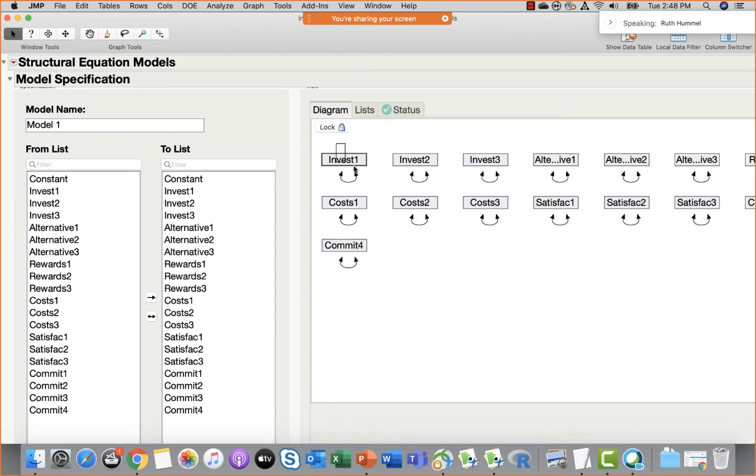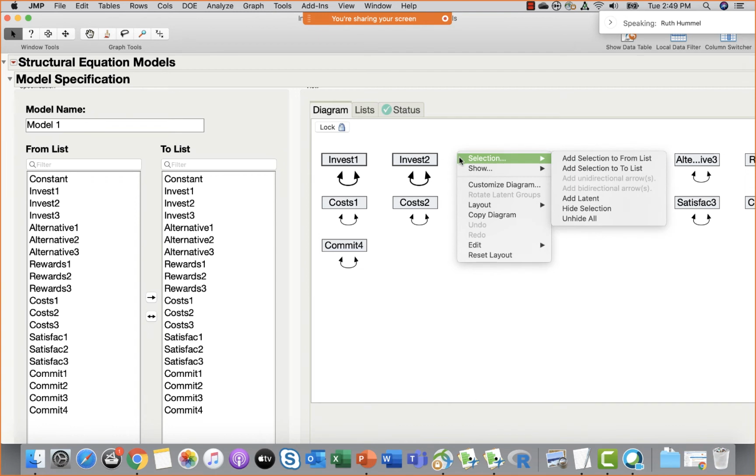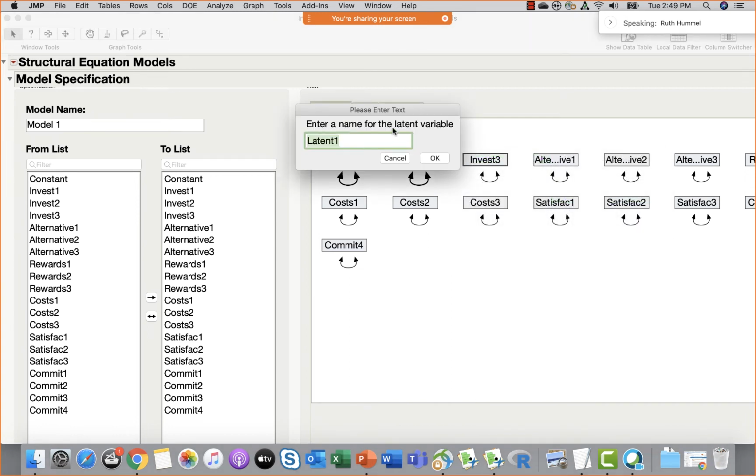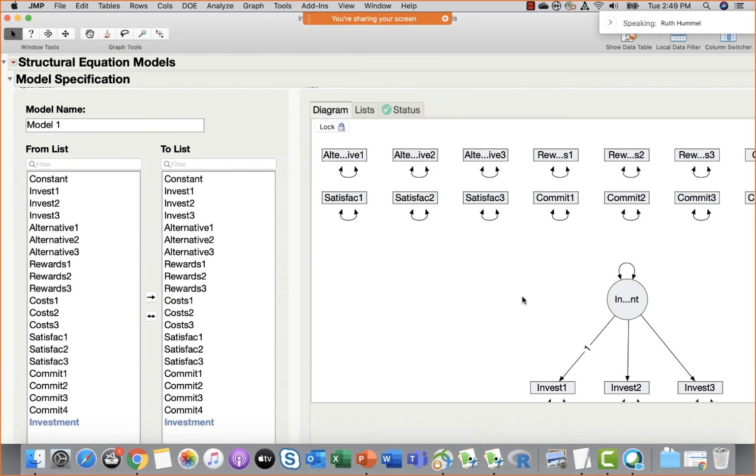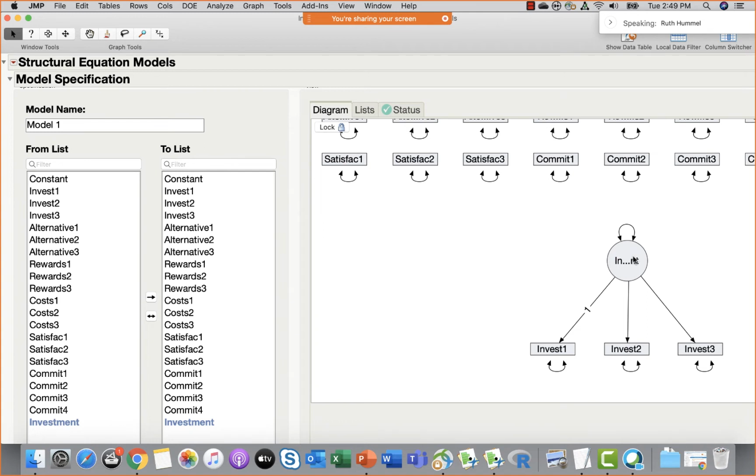So one thing that we could do is I could select three things here, and I can right-click, and I can say add latent. So when I do this, I ask for the latent variable that's associated with those three guys, and that's going to be investment, and say OK. So now it moved them down here. It's got this investment variable. If I hover over it, it'll say that's what's hiding there, investment. And it has these three measured variables, so there's a latent construct in the background that's influencing how people are choosing to respond to the three questions.